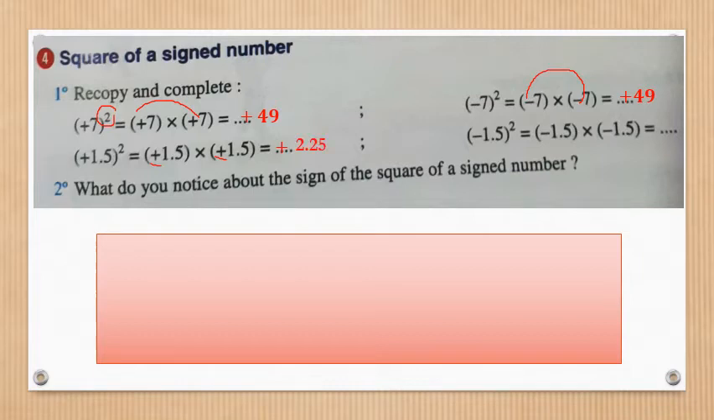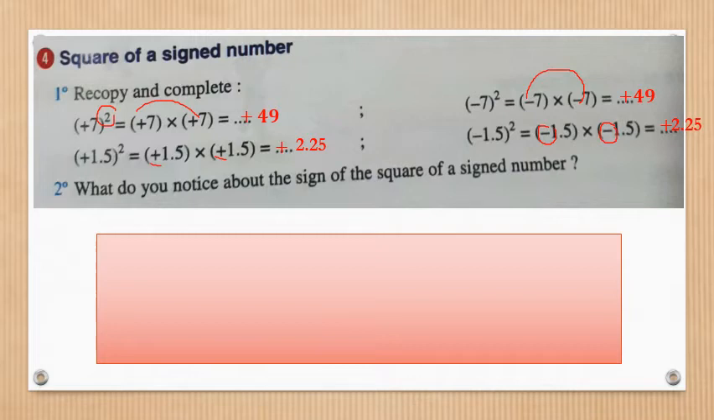2.25. Now, minus 1.5 squared. It's minus 1.5 times minus 1.5. Since you have the same sign multiplied by each other, the result should be positive, and 1.5 times 1.5 is 2.25. Now, what do you notice about the sign of the square of a signed number?